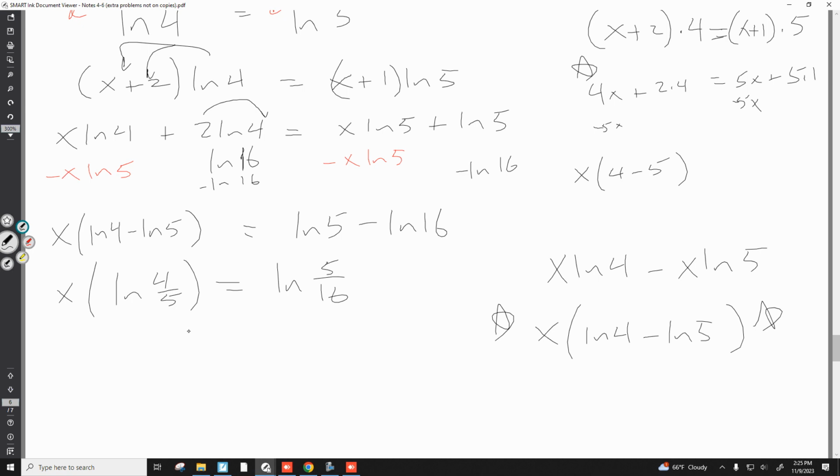And then we solve by dividing these two. I divide both sides by ln 4/5 to get rid of the ln 4/5 that's being multiplied by x.